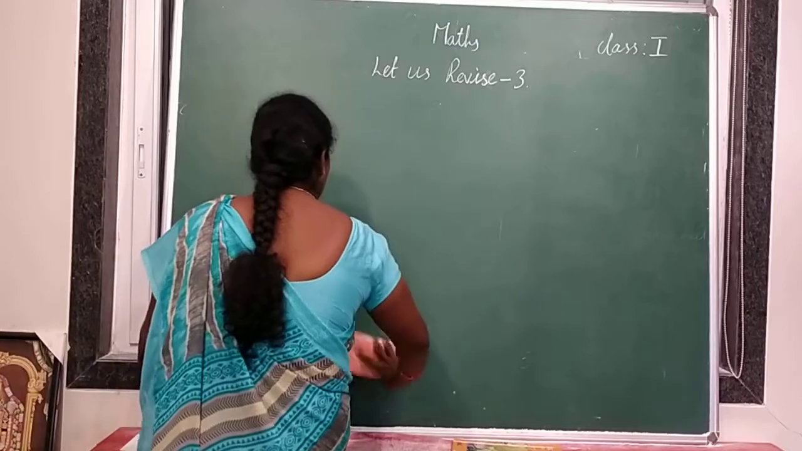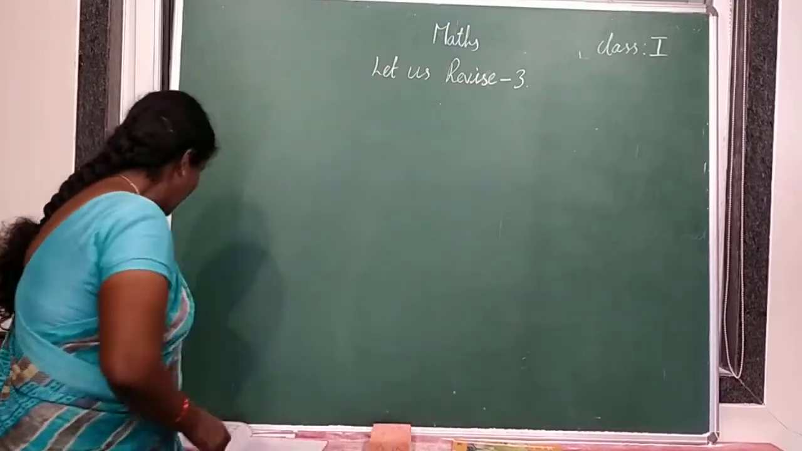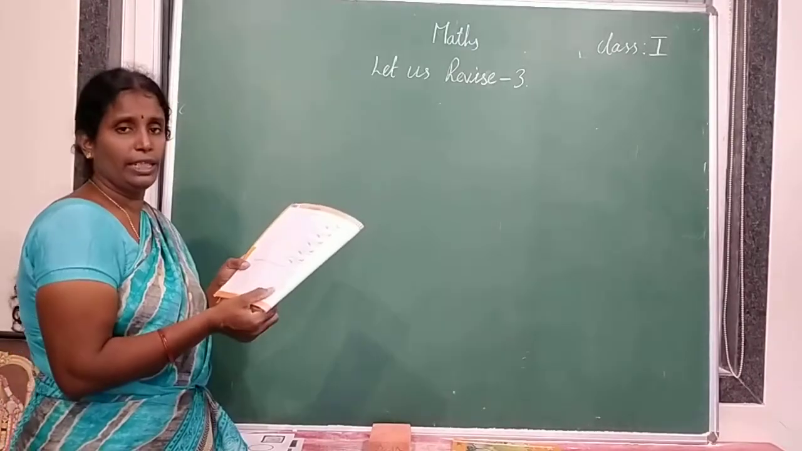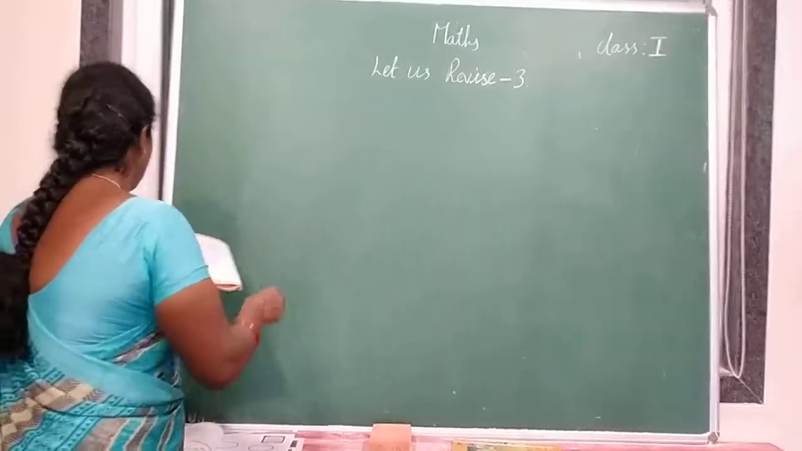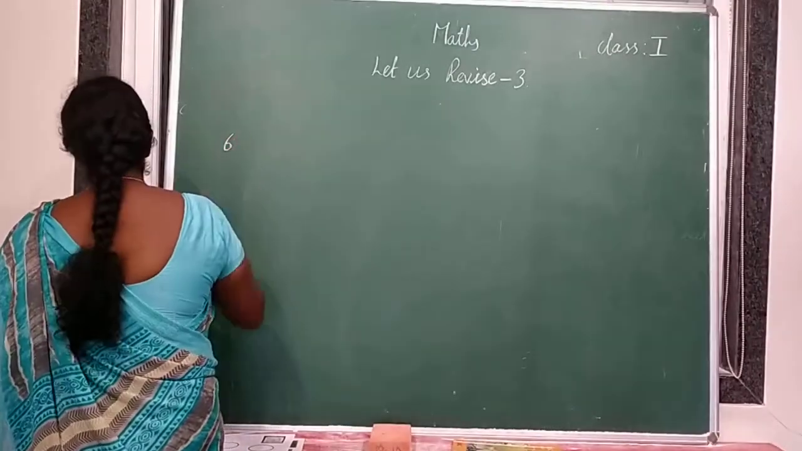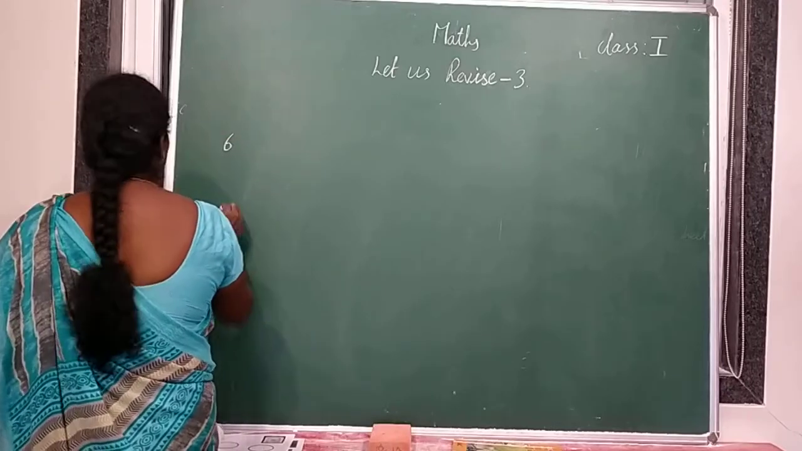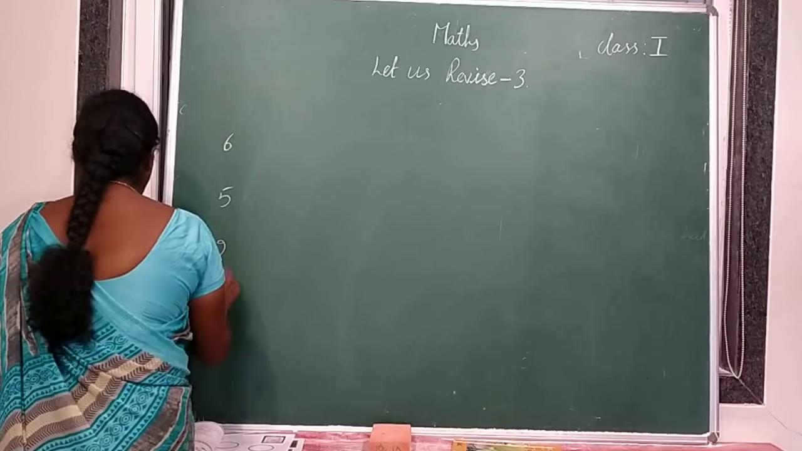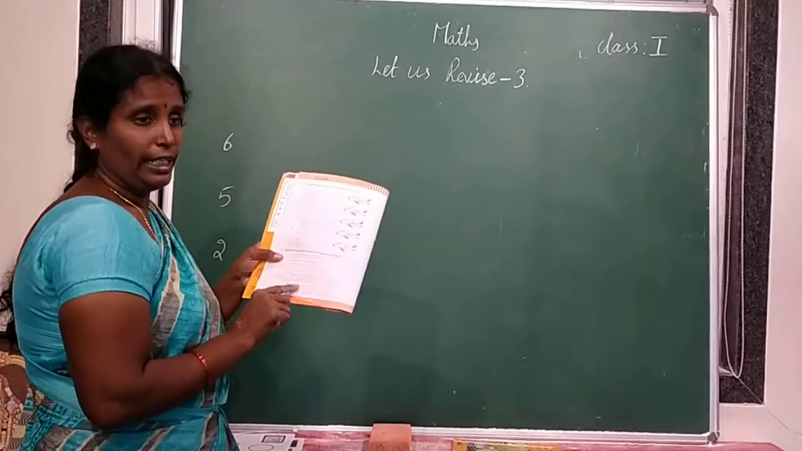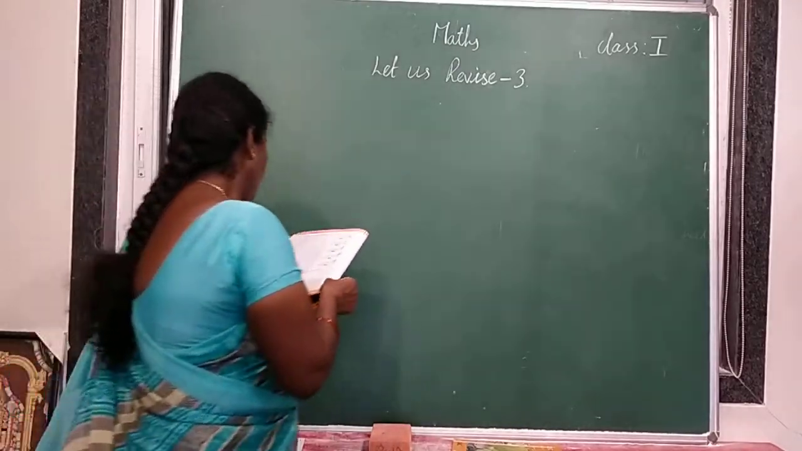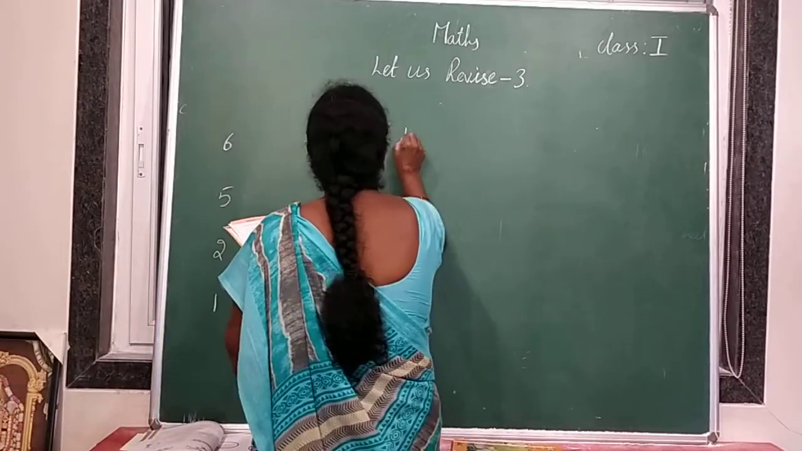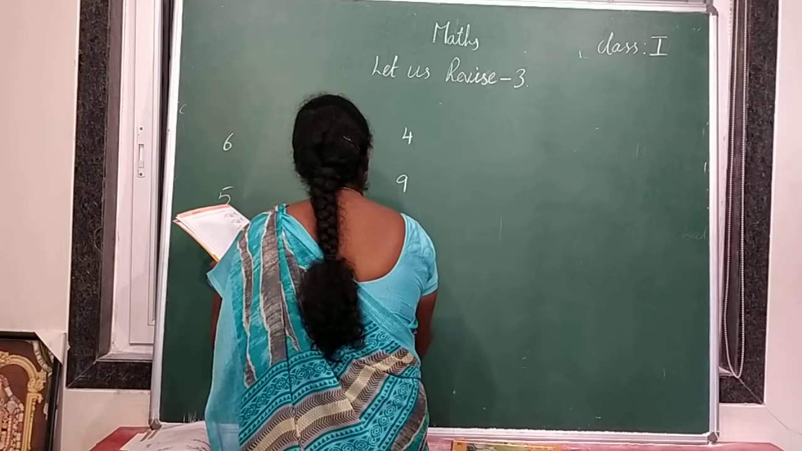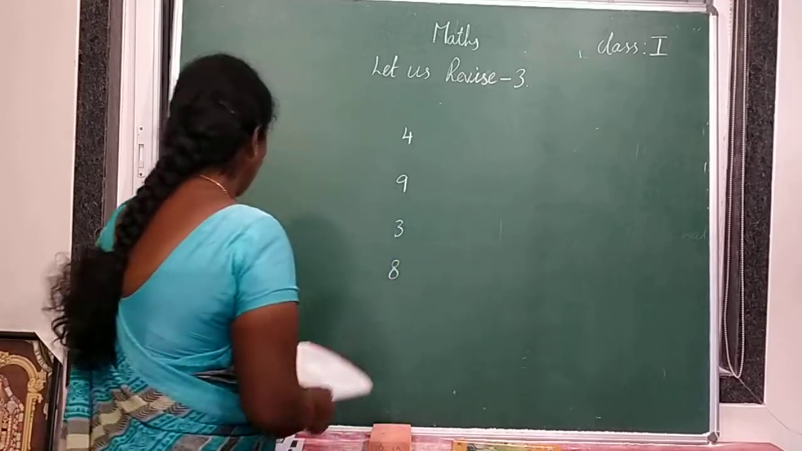Next bit, write the number names of the given numbers. Here numbers are given. Beside those numbers you have to write the number names. So 6. Write number names for 5, 2, 1. Here lines are given, so write neatly. 4, 9, 3, 8. So write number names.